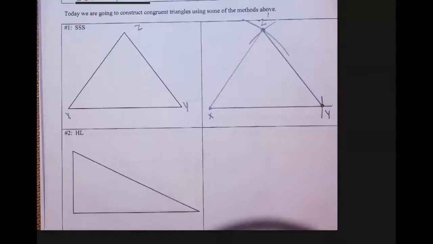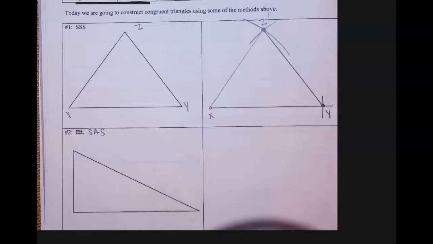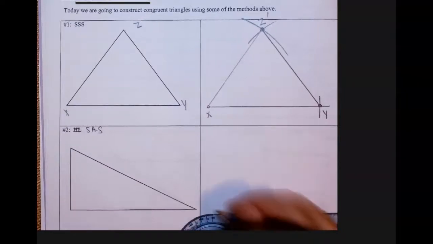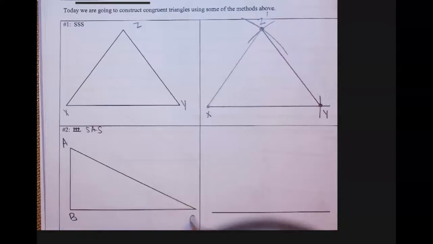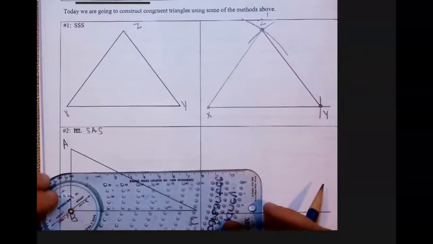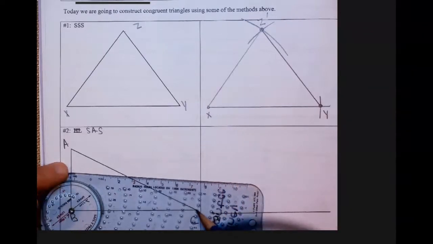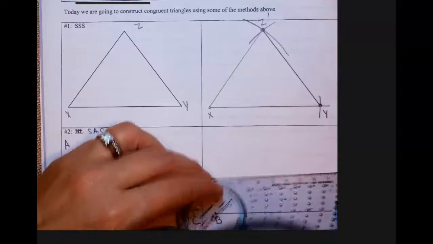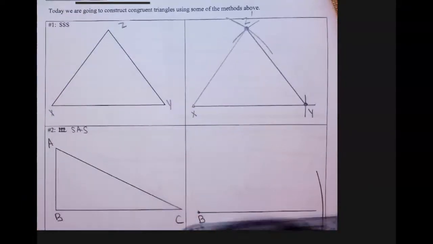Okay, let's go on to method number 2. And we're going to try and keep this simple. We're going to do side, angle, side. So again, first thing I want to do is copy that side. So I'm going to label this triangle A, B, and C. This is B prime. Go measure that opening from here to here. Looks like it's about an 86. Take that opening over here, put it on the 86, and it looks like I need to extend that triangle just a little bit further.